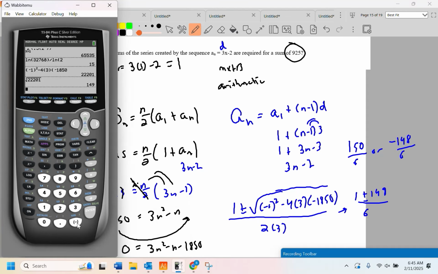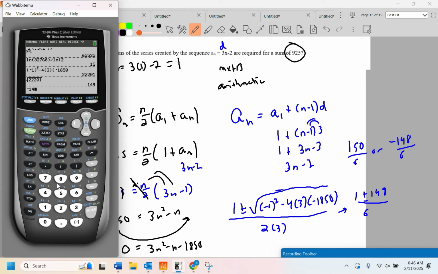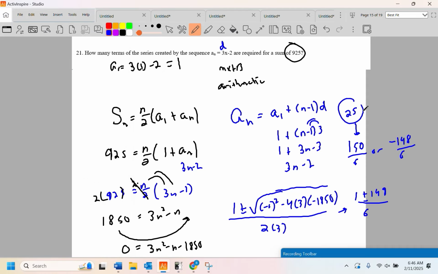Let's see what happens to negative 148 over 6. Do I want to spend time explaining why this is extraneous is the real question. It's a decimal. That's its issue. Plus, if we did negative terms, we would be adding to a negative 925. But 150 over 6 is correct. It's 25. That's my value, 25.